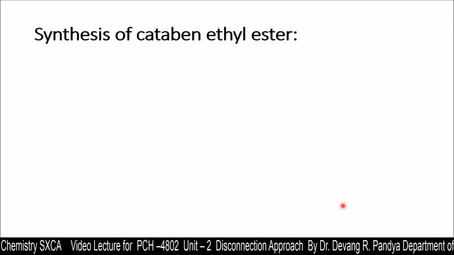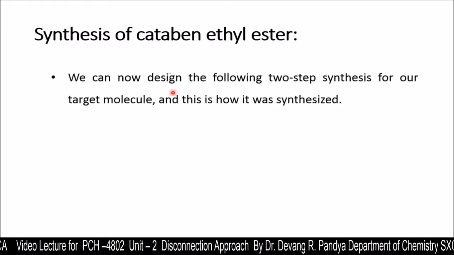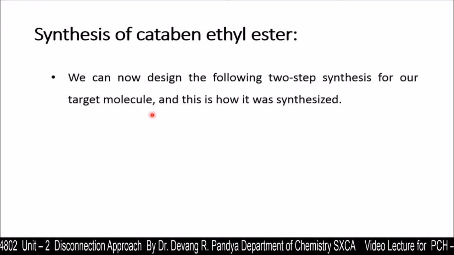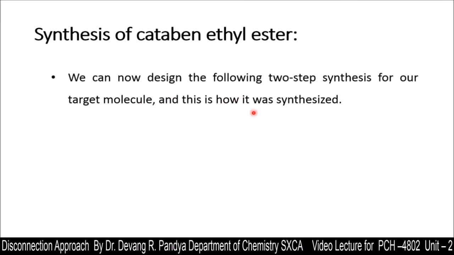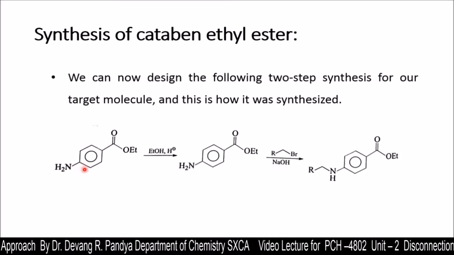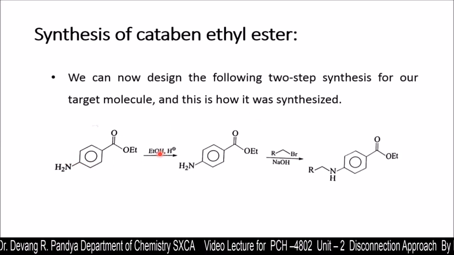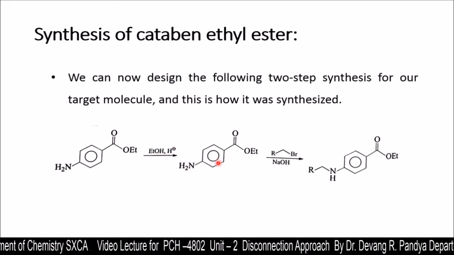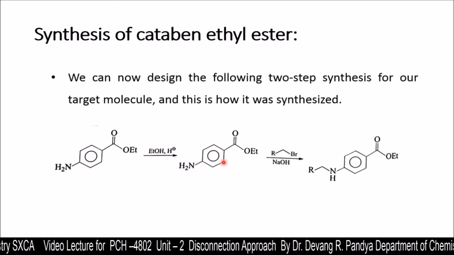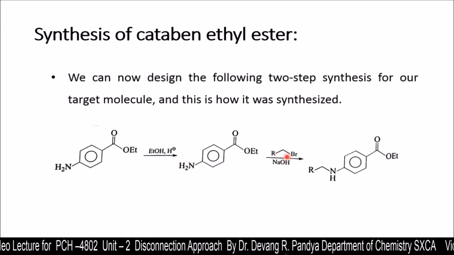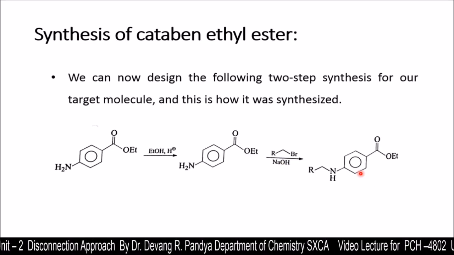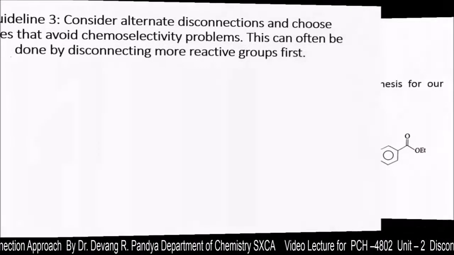Now, synthesis of ketabine ethyl ester. We can now design the following two-step synthesis for our target molecule, and this is how it was synthesized. You can see the amine treated with ethanol in the presence of a proton or acid, we get this derivative, and that is treated with the bromo derivative in the presence of NaOH, and we get our target molecule.